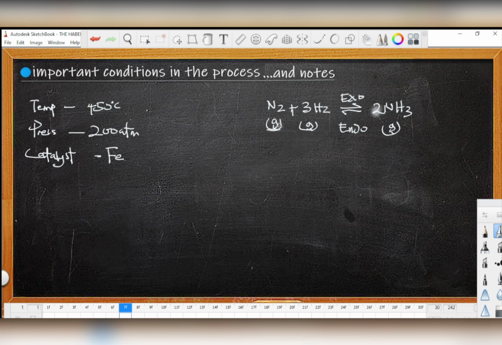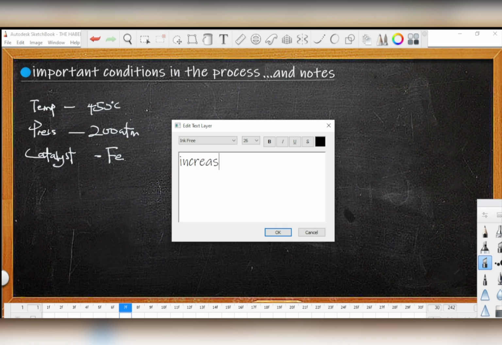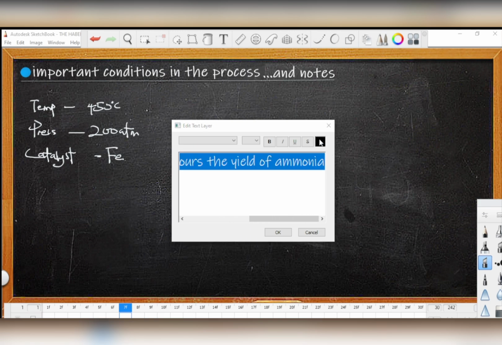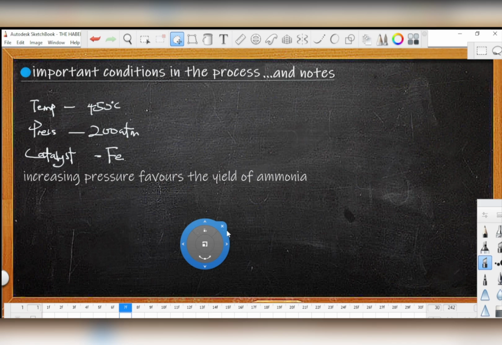Increasing temperature will favor endothermic, and so on. So you may want to refer to the video on Le Chatelier's principle, but for now, you must know that increasing pressure of the reaction favors the formation of ammonia. It favors the yield of ammonia.